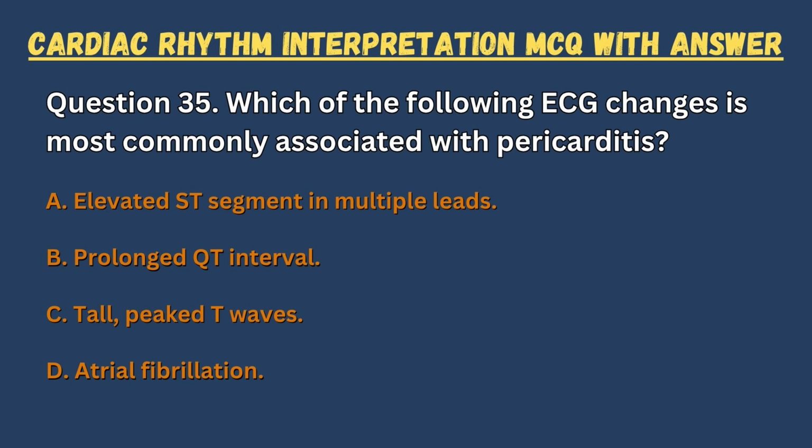Question 35. Which of the following ECG changes is most commonly associated with pericarditis? A. Elevated ST segment in multiple leads. B. Prolonged QT interval. C. Tall P and T waves. D. Atrial fibrillation.